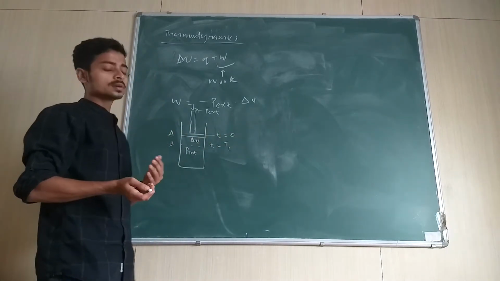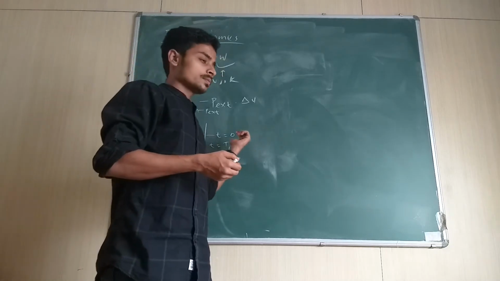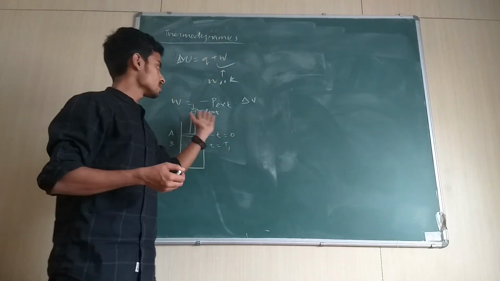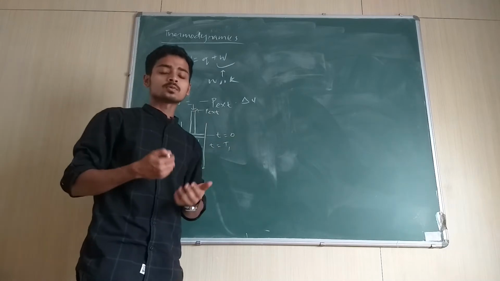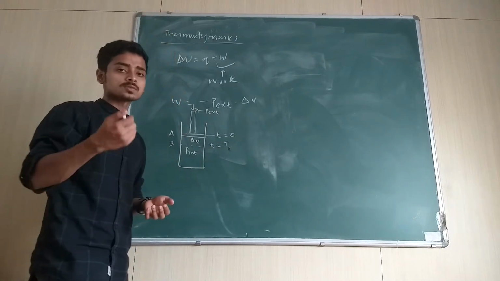Now in isothermal work, this is the basic formulation of work. In isothermal work, we have two types, isothermal reversible and isothermal irreversible.